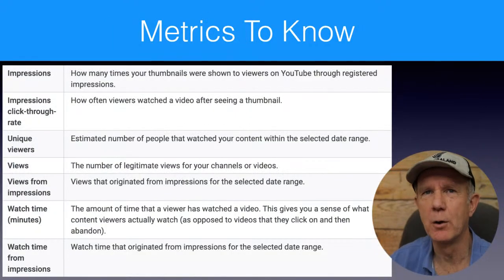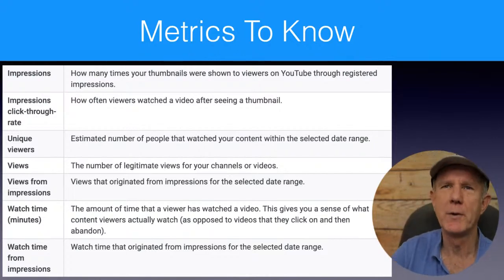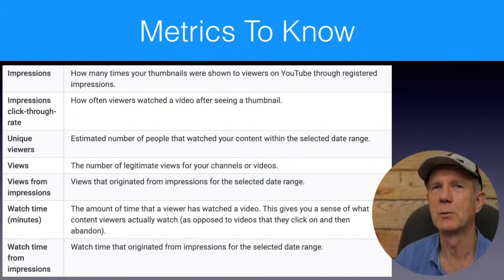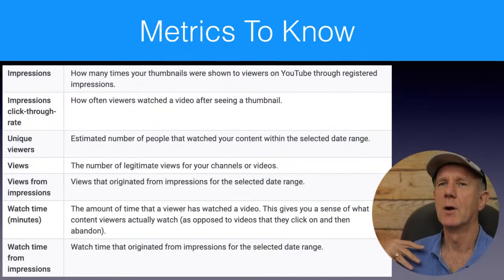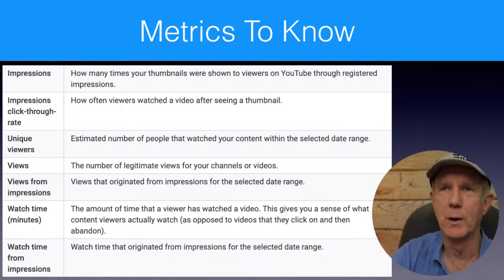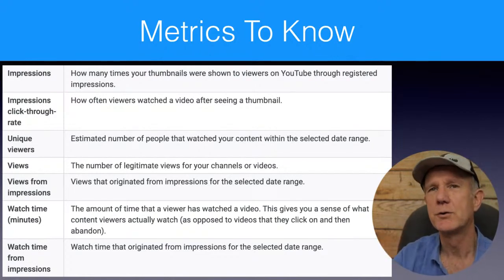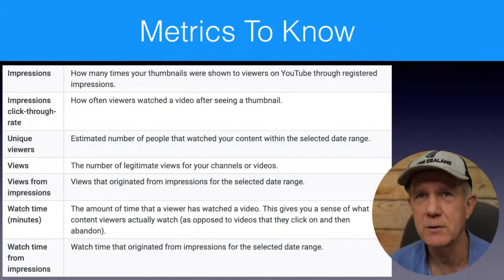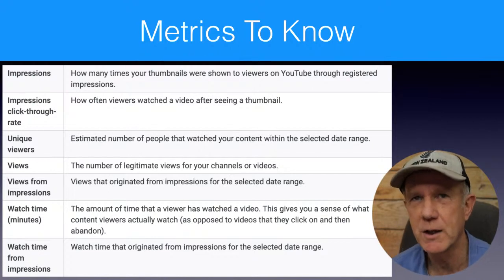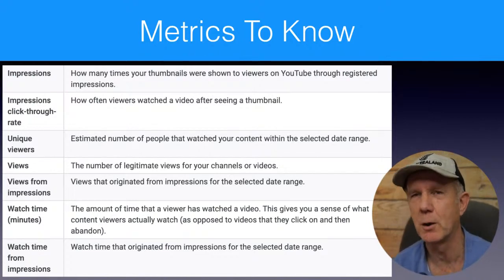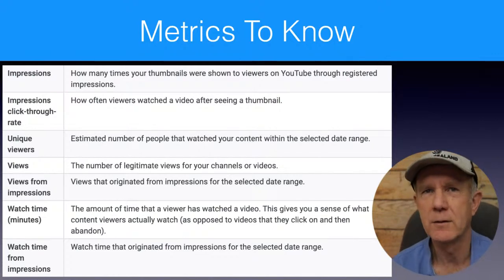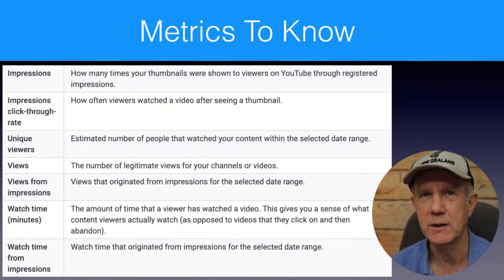Some metrics that you should know referring to click-through rate: you've got the impressions, which is how many times your thumbnails were shown to viewers on YouTube through registered impressions. When you first upload a video, YouTube shows your thumbnail to a certain audience, and if people click on it, that is your impressions click-through rate. So it's how often viewers watch the video after they saw your thumbnail, that impression.